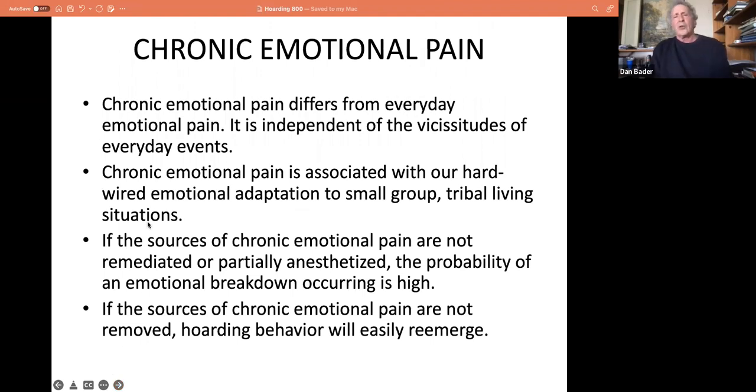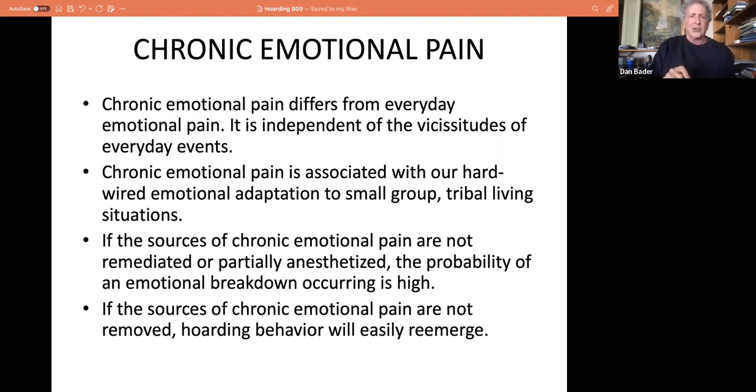So chronic emotional pain differs from everyday emotional pain. It is independent of the vicissitudes of everyday events. Now we have everyday emotional pain. I'm waiting for a bus, it doesn't come, I get frustrated, somebody insults me, things happen day to day. And we get emotional pain from that.